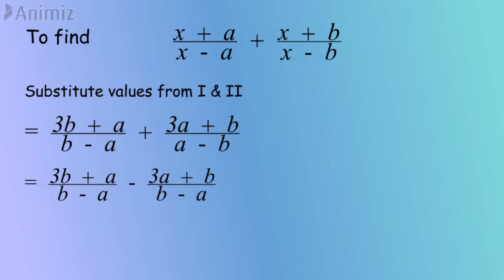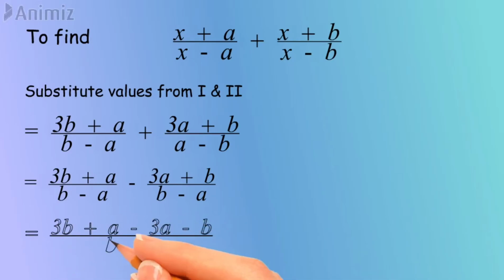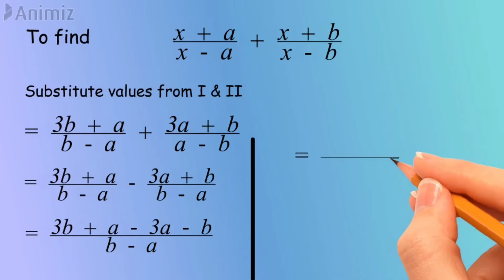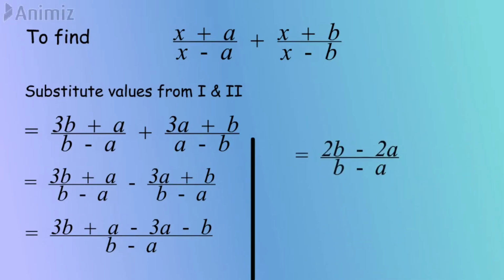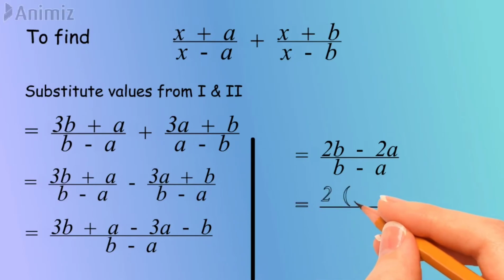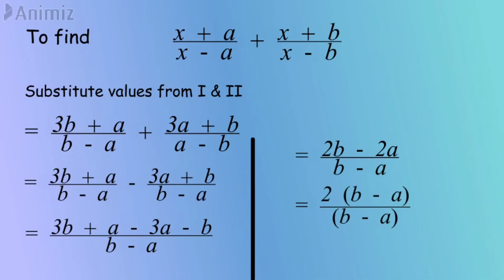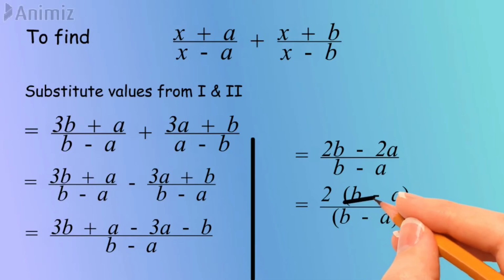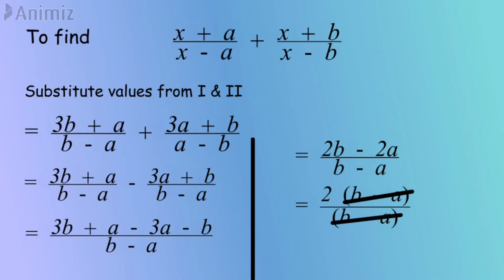Simplify, take the denominator once. In the numerator, what will you get? 3b plus a minus 3a minus b. The last plus b sign will get changed. Now just simplify them. On simplification, you get 2b minus 2a upon b minus a. Now you can take 2 common in the numerator. Now you can cancel the bracket b minus a. When you cancel both the brackets, the final answer will be 2.